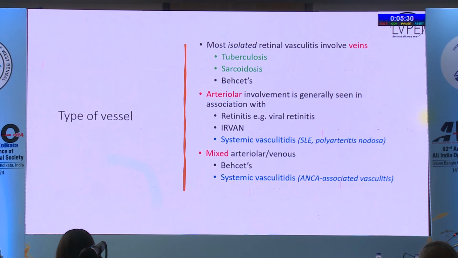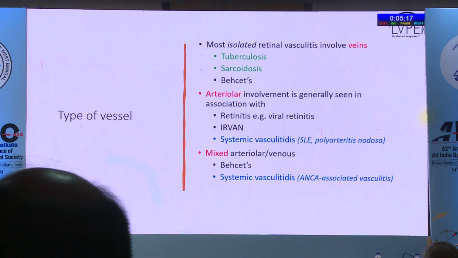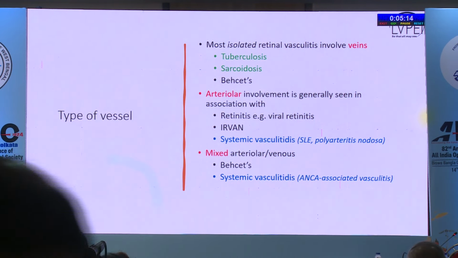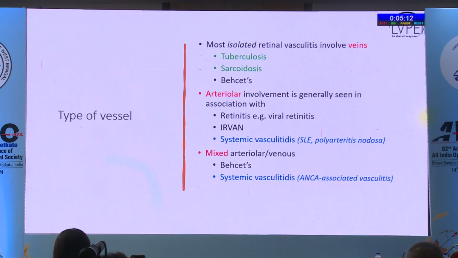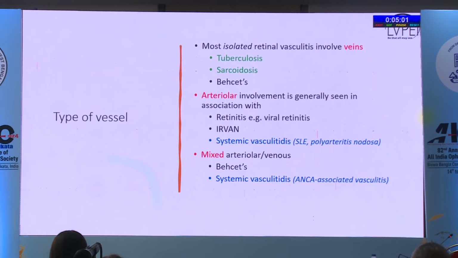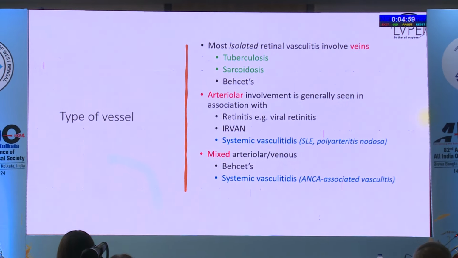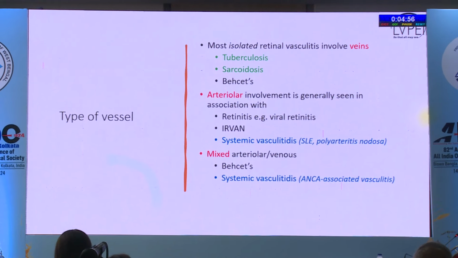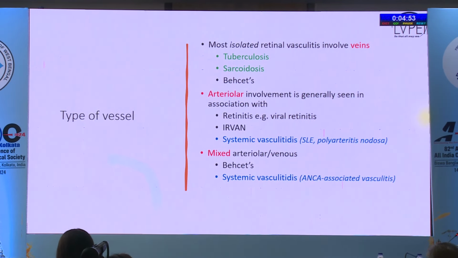Arteriolar involvement is mainly seen in the infectious retinitis, for example, viral retinitis or toxoplasma retinitis. These are secondary arterial involvements. Then some of you might be familiar with this condition called IRVAN, where you see retinal arteriolar macroaneurysms. And in those rare cases where SLE or polyarteritis nodosa cause retinal vasculitis, you may see arteriolar involvement. Similarly, the ANCA-associated vasculitis, in those very rare cases where the retina is involved, will cause a mixed arteriolar and venous involvement. Behçet's can also cause that.